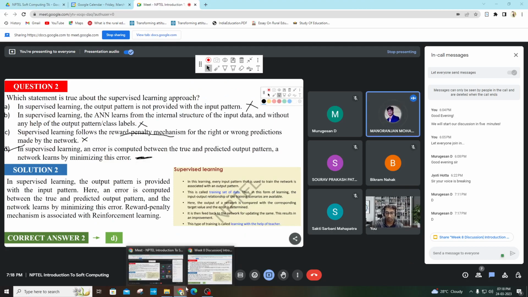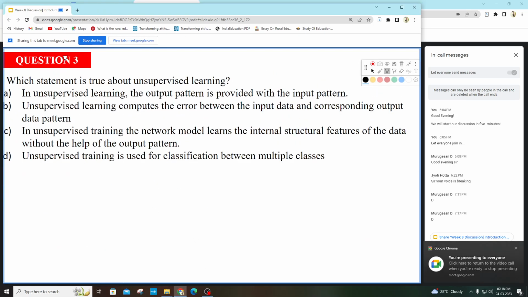Yes, sir. Okay, now question number 3: which statement is true about unsupervised learning? So, four options. First, in unsupervised learning, the output pattern is provided with the input pattern. B: unsupervised learning computes the error between the input data and the corresponding output data pattern. C: in unsupervised learning, the network model learns the internal structural features of the data without the help of output pattern. And D: unsupervised training is used for classification between multiple classes.